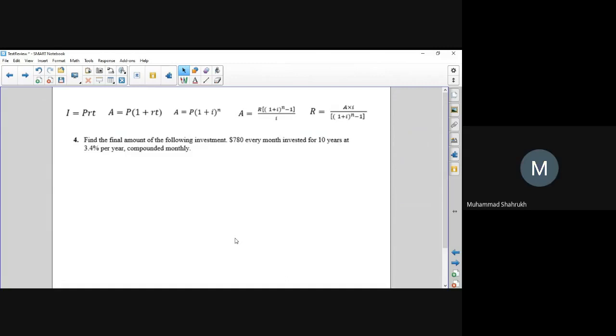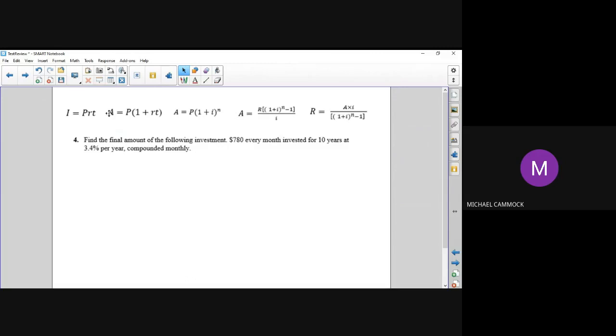Number 3. So you're talking about this one here, A equals P1 plus I to the power of N. Here's a problem. This one is just a regular compound interest formula, but this is an annuity question. Once you see where it says find the final amount, every month you're putting $780 into the account. So that's an annuity. Whenever you're doing something regularly, like every month, putting in the same amount every single month, that makes it an annuity. That's why just a regular compound interest formula wouldn't work. So it's either this one or this one.